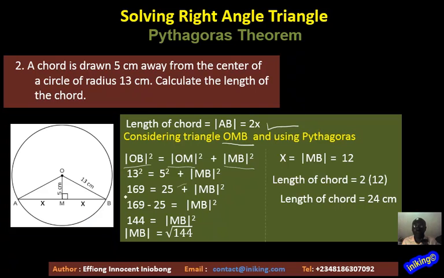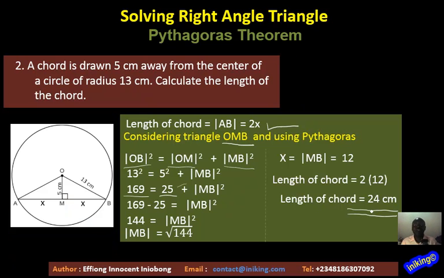Let's evaluate. 13 square is 169, and 5 square is 25. Rearranging, we have 144 equals MB square, and that gives us 144. Take note, that is not the length of the chord yet. That's just the length of X. The length of the chord should be twice that, and that gives us length of chord equals 24 centimeters. Could it ever be easier? I don't think so. I'm very sure we are okay with this.